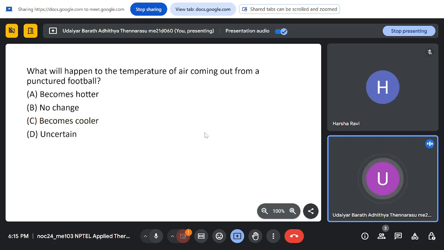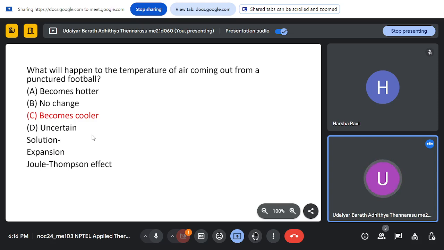Okay, a few more MCQs are there. What will happen to the temperature of air coming out from a punctured ball? Will it become hotter, no change, become cooler, or D, uncertain? So a football, you pump in air, and the air inside the ball is pressurized. If it's punctured, the air comes out. This is the Joule-Thomson effect. So it will become cooler.